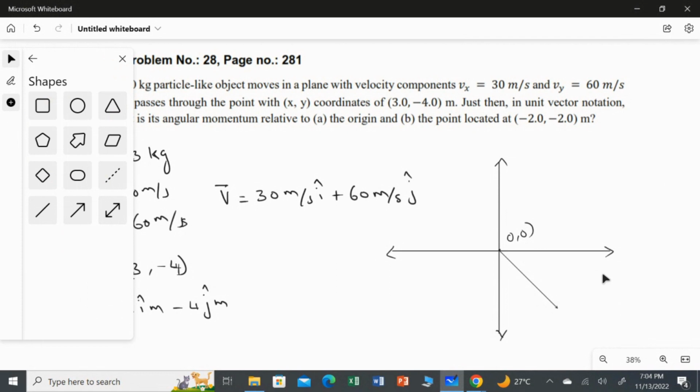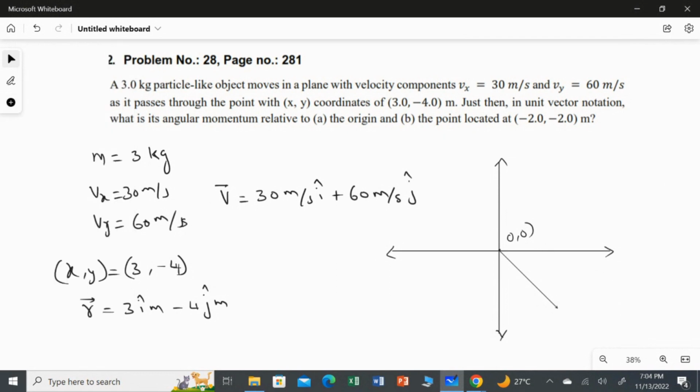Clear? So this is the value of 3 comma minus 4. Let's take this as the position vector. So the vector equation for this point is r vector equal to 3 i cap minus 4 j cap, and its unit is meter. Clear? Okay. Now we are going to answer: in unit vector notation, what is its angular momentum relative to the origin, because we exactly connected this position vector with respect to the origin.